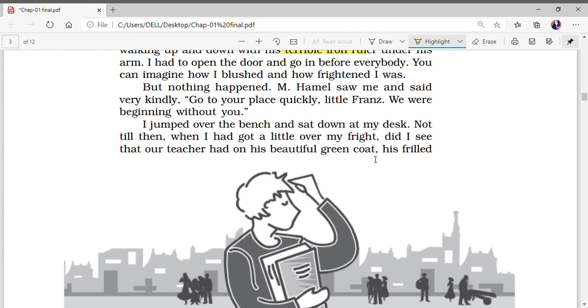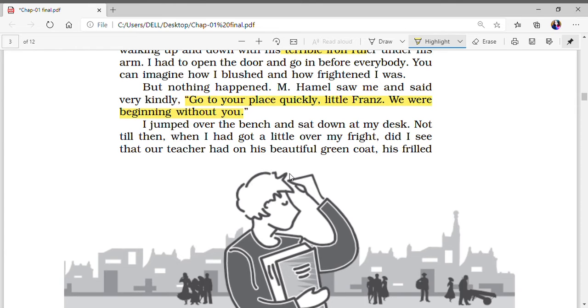So this is the statement of his teacher: "Go to your place, we were about to begin without you." He is being really kind towards Franz. "I jumped over the bench and sat down at my desk. Not till then, when I had got a little over my fright, did I see that our teacher had on his beautiful green coat."